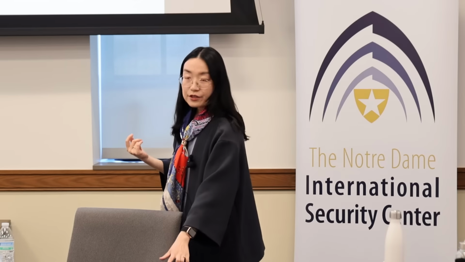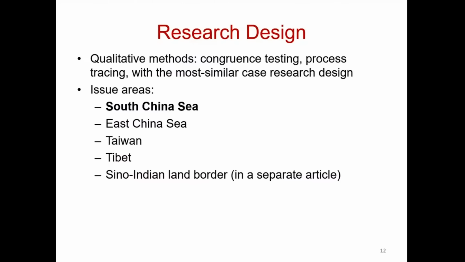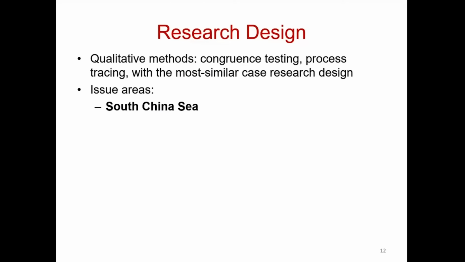Now let's transition to the research design to see how I test the cost balancing theory. Essentially in the book, I adopt two qualitative methods. The first one is congruence testing, which I'll illustrate later. And the second one is process tracing with case studies and sometimes with the most similar case research design method. The empirical section will illustrate these methods a little bit more in detail. And in terms of issue areas, of course, I cover South China Sea disputes as well as issues in the East China Sea and issues over Taiwan and Tibet, and in a separate article the Sino-Indian land border dispute. But for the talk, we're going to be zooming in on the South China Sea.